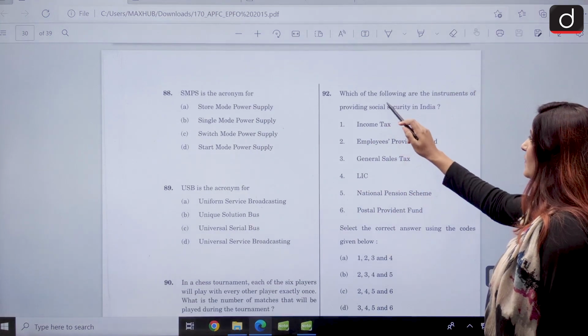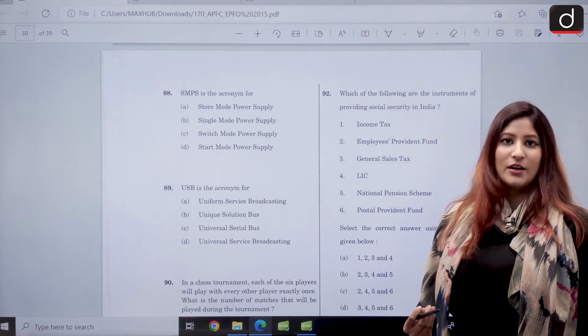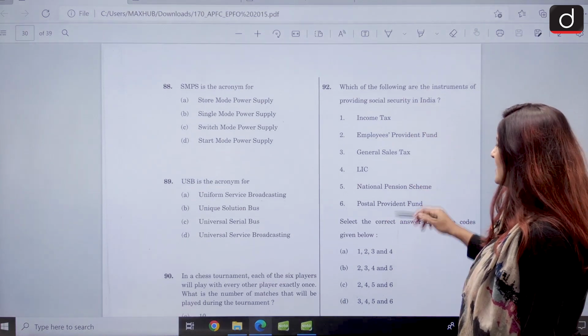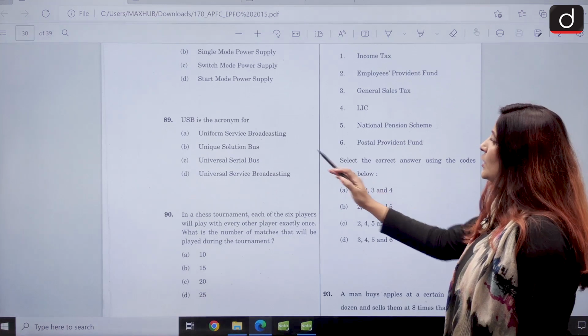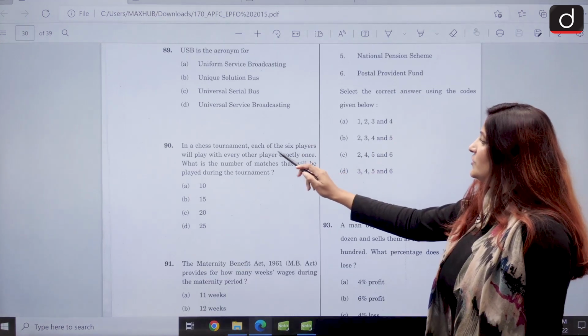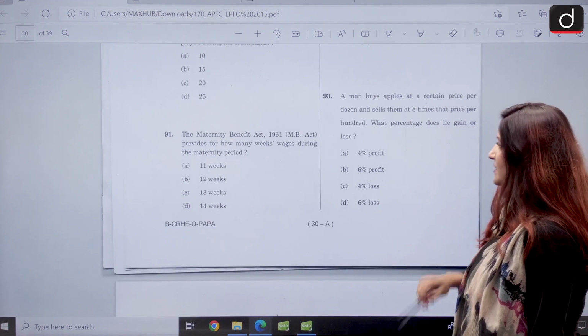Okay. Which of the following instruments is providing social security in India? Social security, that is an integral part of the syllabus. So from that as well this is an easy question. I hope you'll solve it. USB is an acronym for what? Computer. This is maths. Okay. Again, maths.